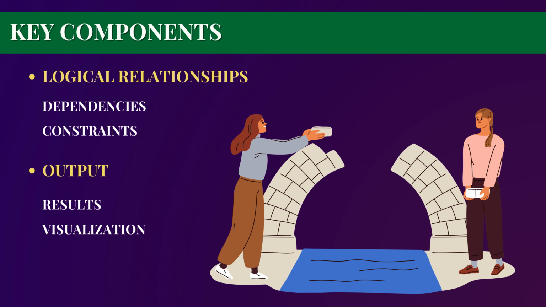Next come logical relationships, which include dependencies, which guide us about how changes in one part of the model affect other parts, often established using cell references, and constraints, which show us its limitations or conditions applied to the model to ensure it accurately reflects the real-world scenario. Output results, which show the outcomes generated by the model, which can be used for analysis and decision-making.